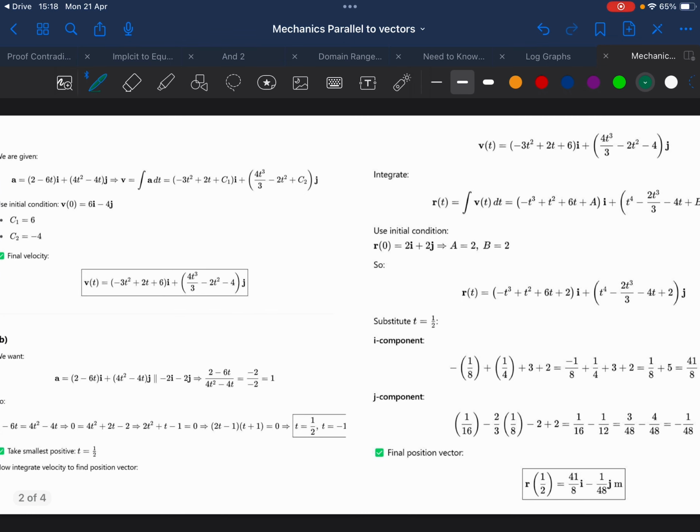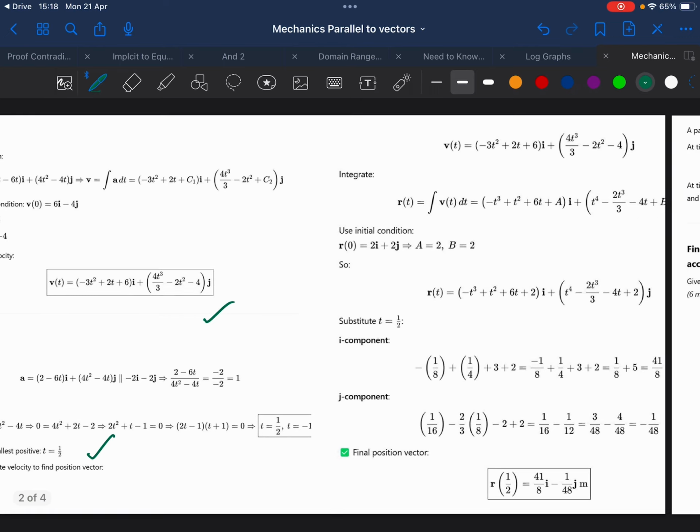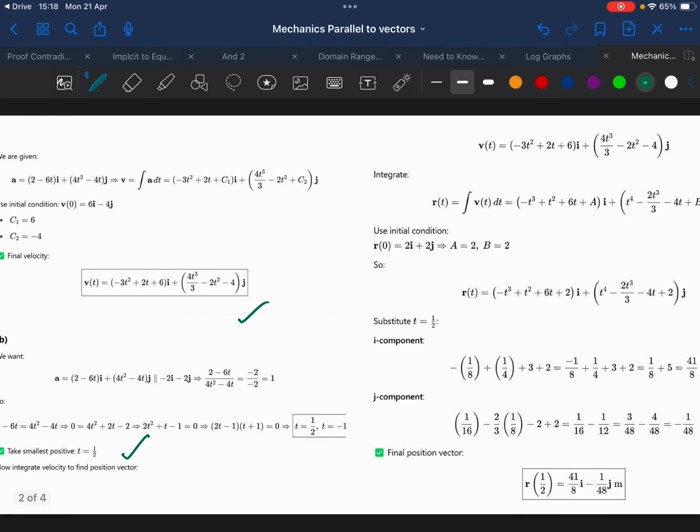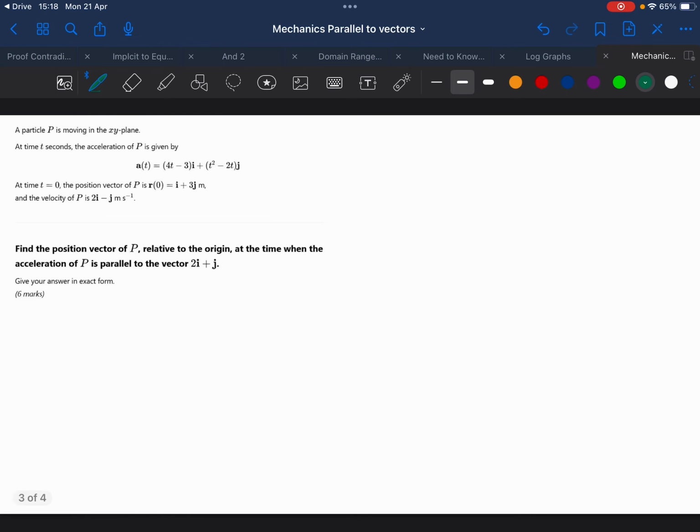So here we go. Our final velocity we kind of had before, and we've got our t equals a half. So the final idea really is we'd just be integrating these parts here. And eventually, if you do that, you'll get that the new c values are both 2, a little bit like on the question before. And you plug in for your i and your j and get your position vector that way. So let's give you a chance to practice it one more time.